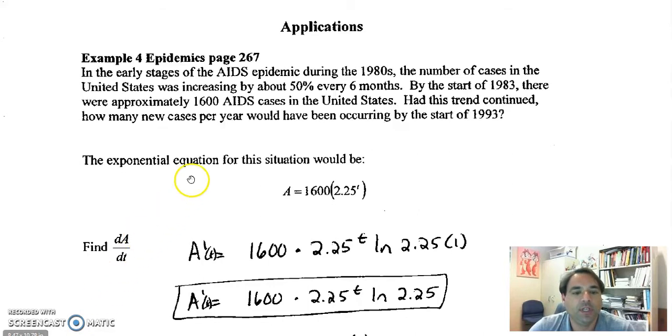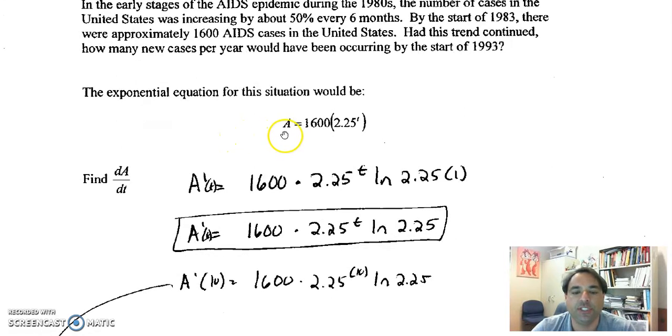So in this example, in the early stages of the AIDS epidemic during the 1980s, the number of cases in the United States was increasing about 50% every 6 months. By the start of 1983, there were approximately 1,600 AIDS cases in the United States. Had this trend continued, how many new cases would there have been in the start of 1993?